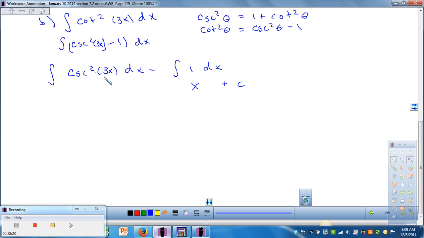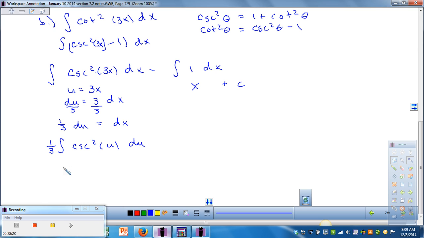All right. So what is my u over here? U is 3x. And du equals 3 dx. Divide by 3. We get 1/3 du equals dx. Now, what about the rewrite? 1/3 integral cosecant squared of u du. All right? And what is the antiderivative of cosecant squared? Negative cotangent. Thank you, negative cotangent. Plus c, so that is negative 1/3, the cotangent of what? 3x. Then we have minus x and plus c.